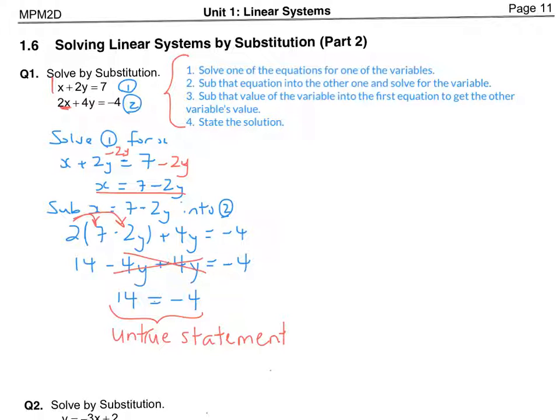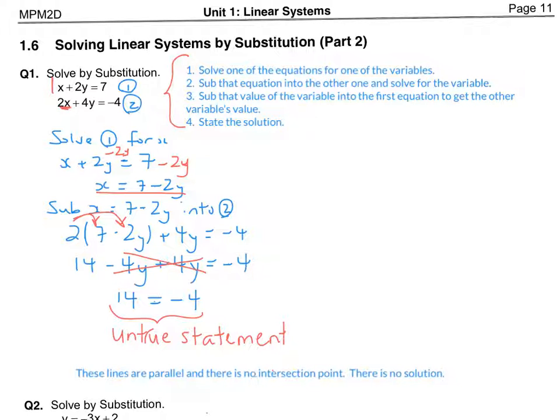And that's untrue. 14 will never equal negative 4. You'll never convince me that that is true. What this means is that this system is a case where we have parallel lines that do not touch each other. There is no intersection point at all. So when you get an untrue statement, these lines are parallel and there is no intersection point, which means there is no solution. There is no solution. There we go. The lines are parallel and there's no intersection point.